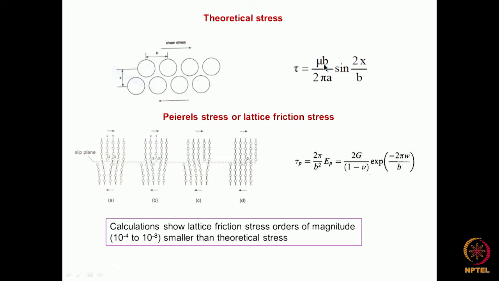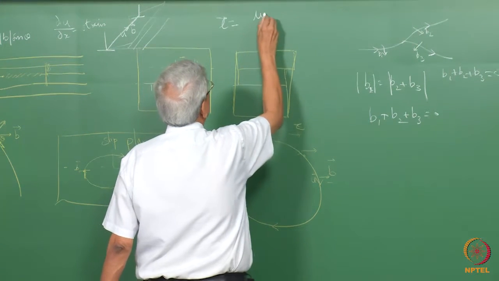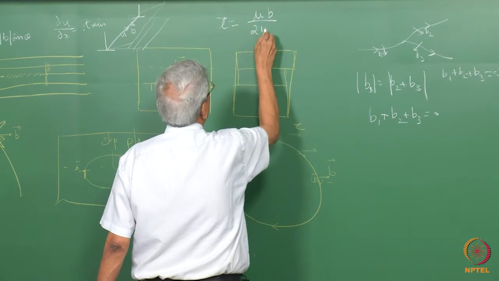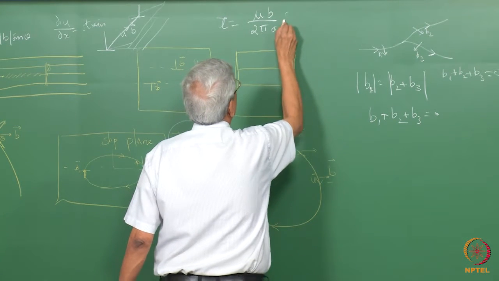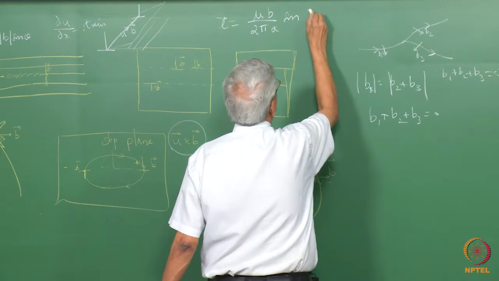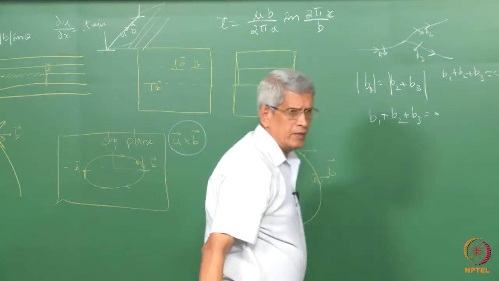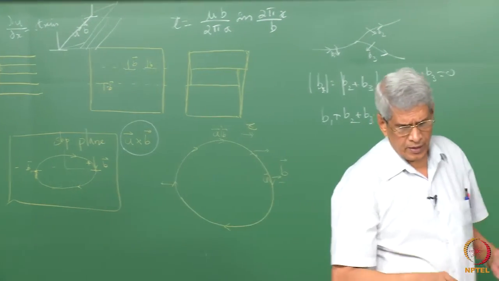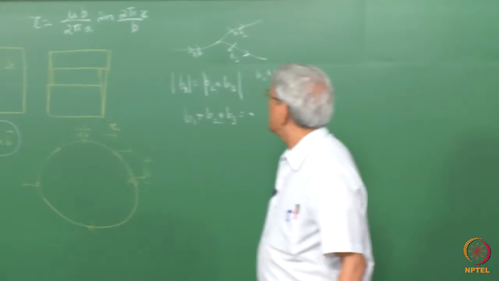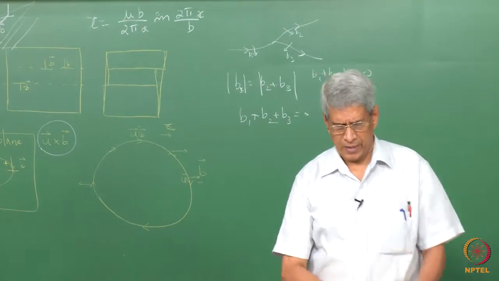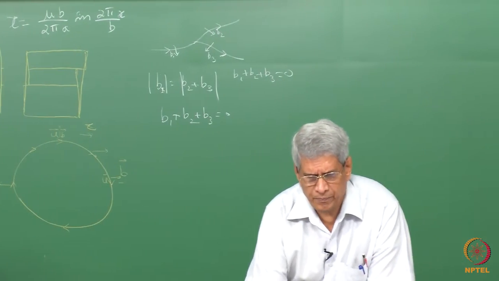The tau is equal to mu b by 2 pi a into sine. In fact, this expression should be 2 pi x by b. The pi is missing in this expression.